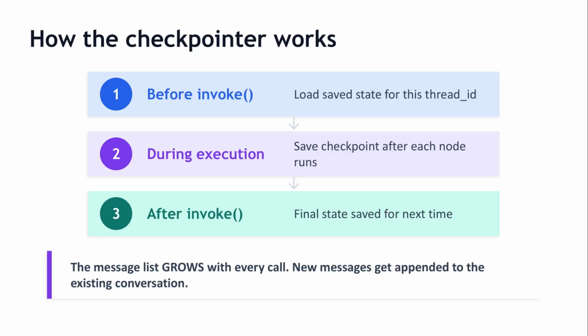Let's understand what's happening under the hood. Before each invoke call, the checkpointer loads the saved state for the given thread_ID. During execution, it saves a checkpoint after each node runs. After invoke completes, the final state is saved for next time. The key insight: the message list grows with every call. Your new question gets appended to the existing conversation, not started from scratch. So by question 3, Claude sees all previous messages: the gold price question, the tool result, the follow-ups, everything.